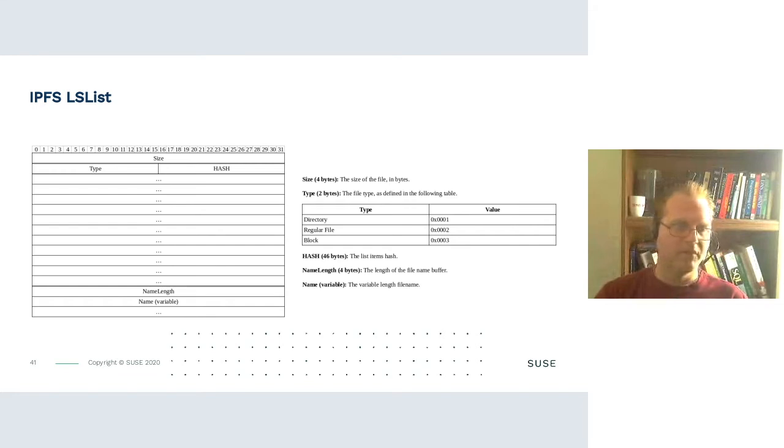Each object contains a size of the object, a type, whether it's a directory, file, or a block, a hash for the object, and then a variable length file or directory name. If the object is a block, obviously the name length will be zero, and then there's no file name appended.